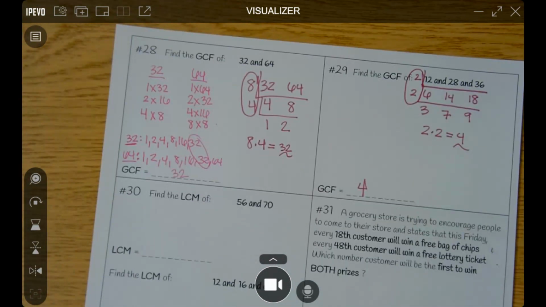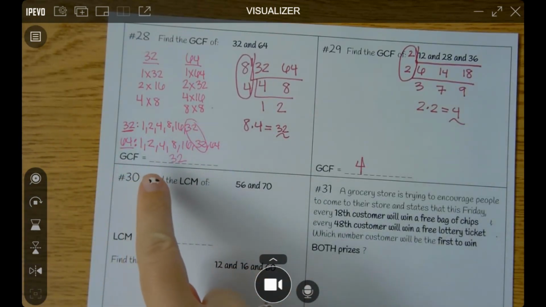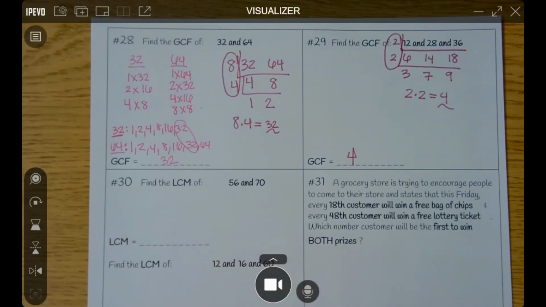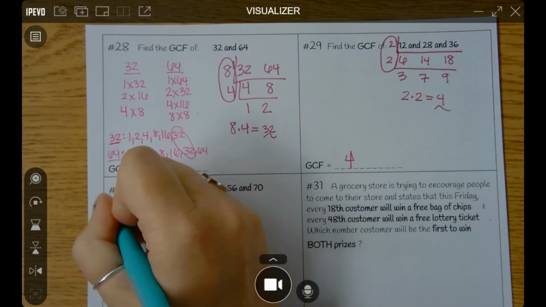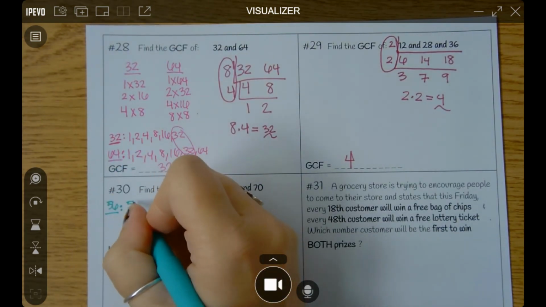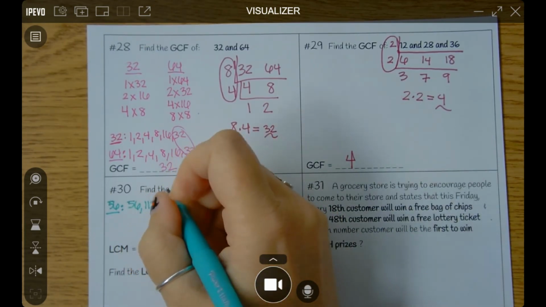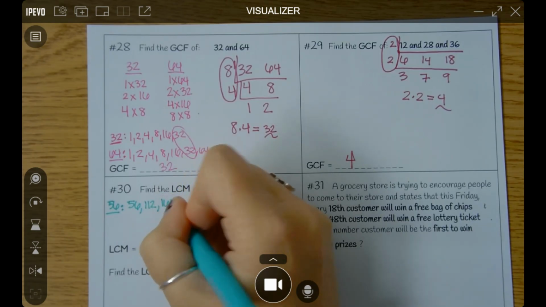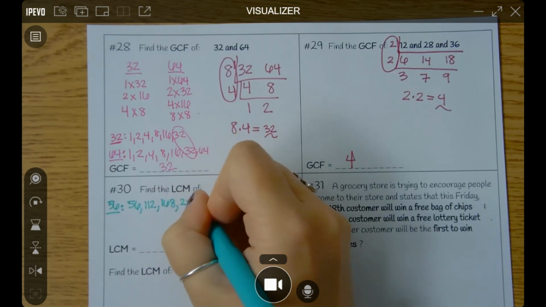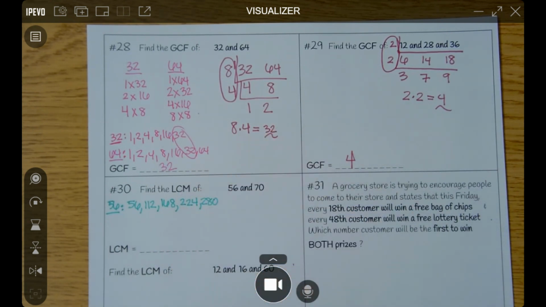Okay, same thing with LCM. There's 2 ways you can do it. Just like we listed all the factors, I could list all of the multiples for LCM because it's the least common multiple that they share. So 56, a multiple is, 56 times 1 is 56. 56 times 2 is 112. 56 times 3 is 168. And times 4 is 224. And times 5 is 280. And that's hopefully far enough out. If not, I can list more, right?